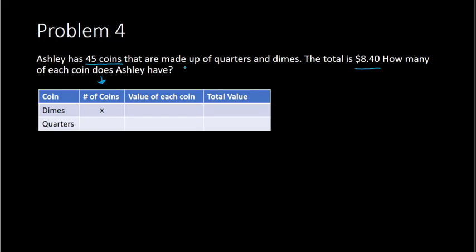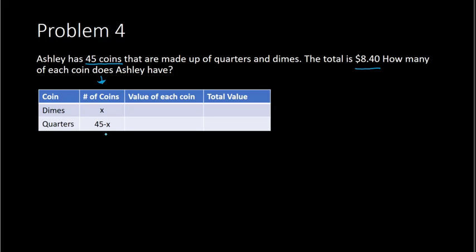So if, for example, we had 5 dimes, then the quarters we find by taking 45 coins minus the 5. We know there's 40 quarters. If there was 10 dimes, then we do 45 minus 10 to get 35 quarters. So whatever x is, whatever this number of dimes is, we subtract that from 45 to figure out the number of quarters. So the number of quarters is 45 minus x.